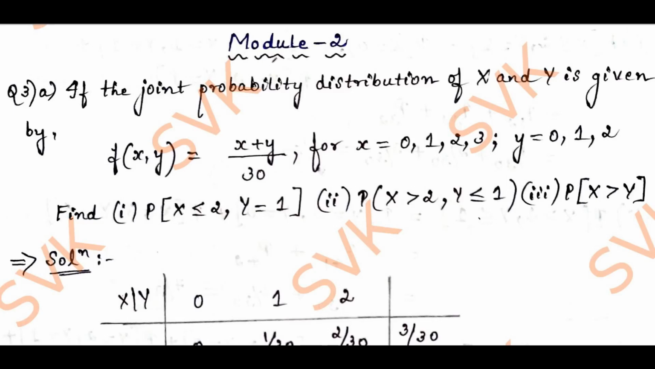So in this session I will be solving module 2 of model question paper 2. It is on joint probability distributions and Markov chain. So consider question number 3a.